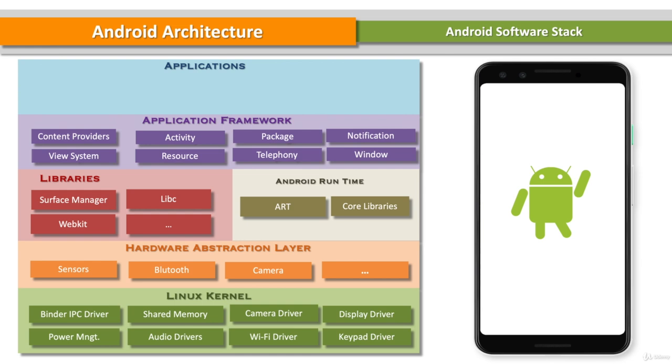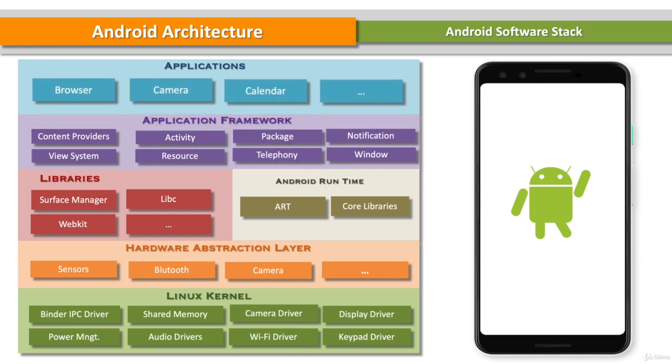Now, on top of the Android framework, there are applications. All applications such as browser, camera, calendar, home, contact, and settings are using the Android framework that uses Android runtime and libraries. Android runtime and native libraries are using Linux kernel.